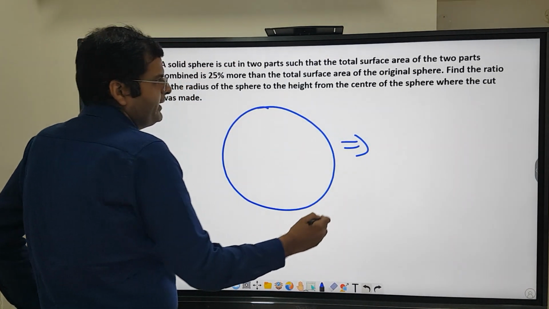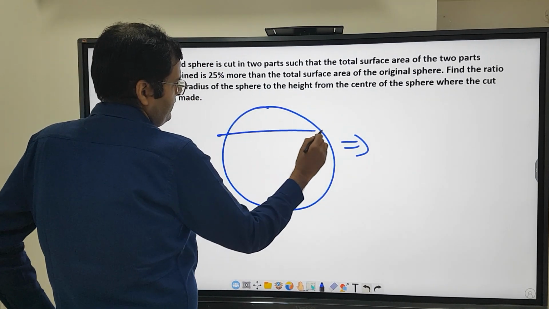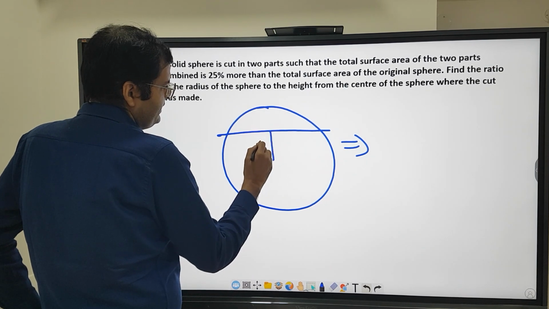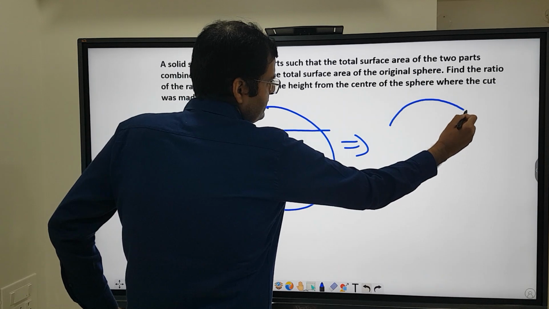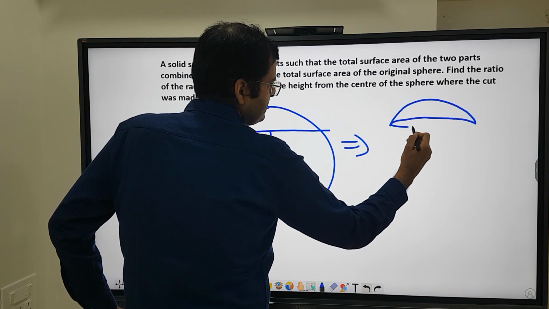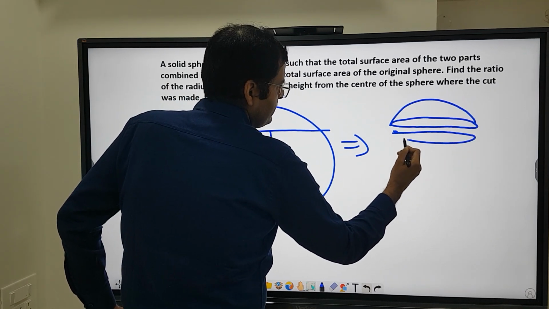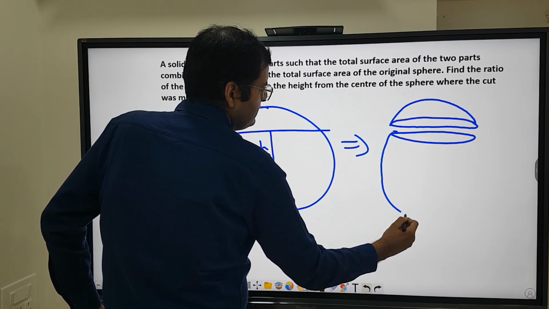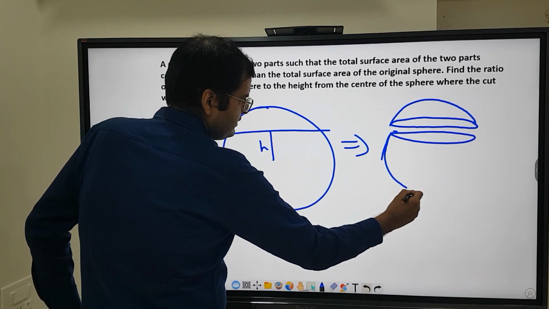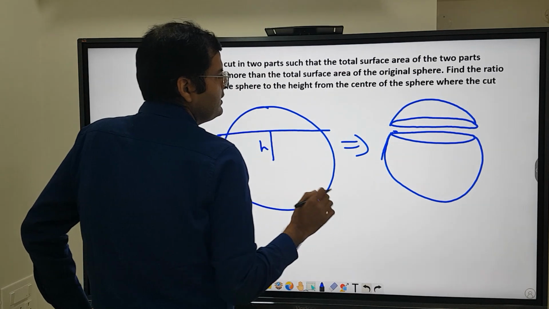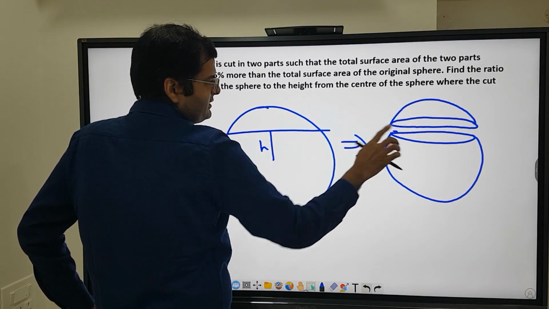Now a cut is made at some height. Let's say it is cut here. So from the center, this is the height h. So what do I get if the cut is made here? I will get a kind of disc at the top, and then the other part will be the remaining part of the sphere, which goes like this at the bottom. So you make a cut like this, you get two pieces like this.